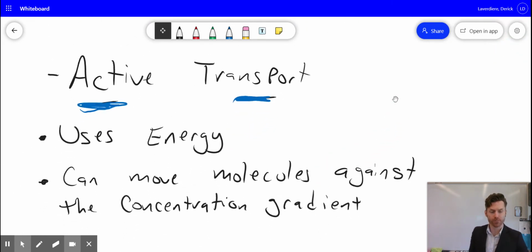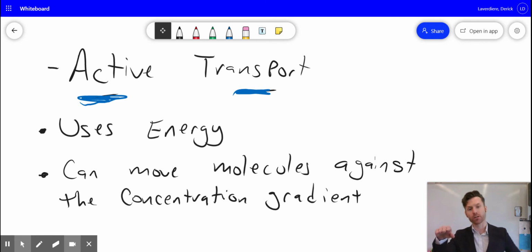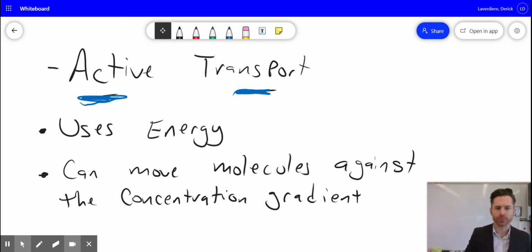And that's it for passive transport. Moving on to active transport. Active transport requires the use of energy. And most often when we are talking about active transport, we're talking about moving molecules from a low concentration to a high concentration, and that requires energy. And that's usually why we're doing active transport.